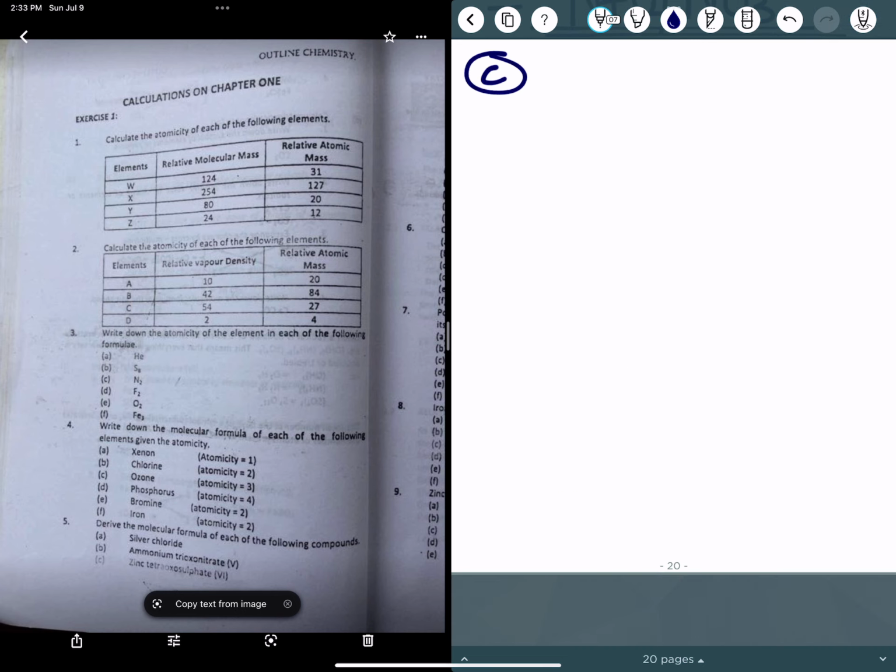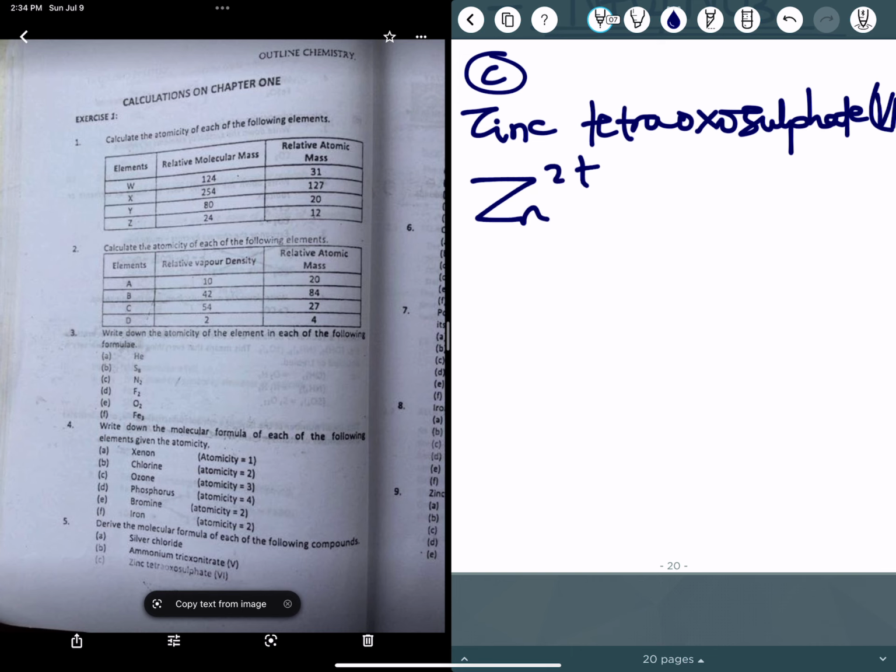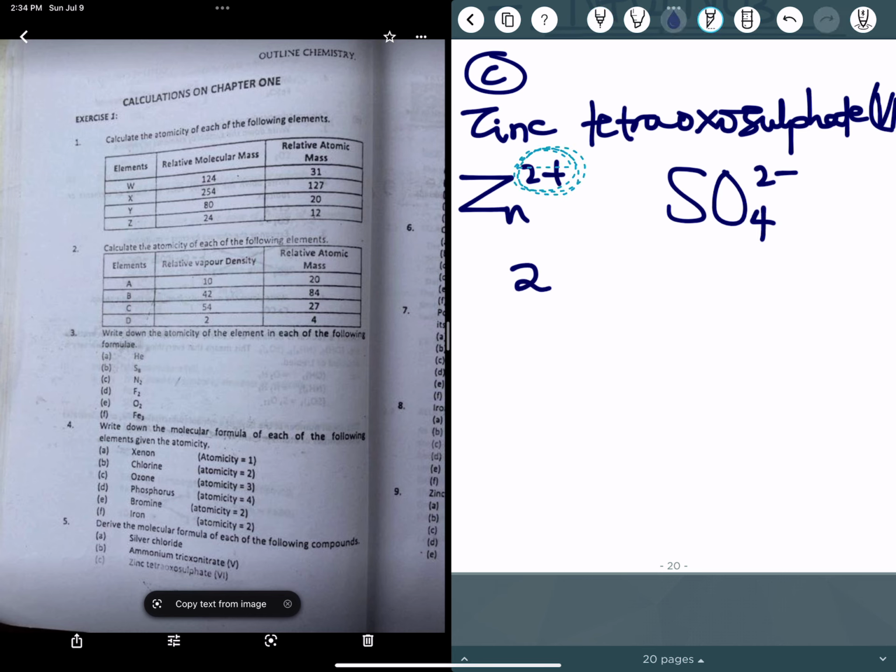Let's go to C. Zinc, let me write it here because of space. Zinc tetraoxosulfate 6. Now, zinc is Zn2 plus. It's a positive ion or cation. Tetraoxosulfate 6 is an anion, SO4 2 minus. Everything should be kept together, no space. SO4 2 minus. So the charge is +2 on zinc. The charge of tetraoxosulfate 6 anion is -2.